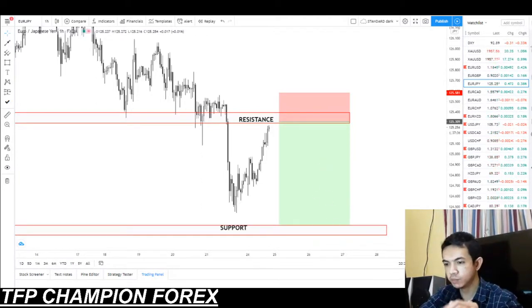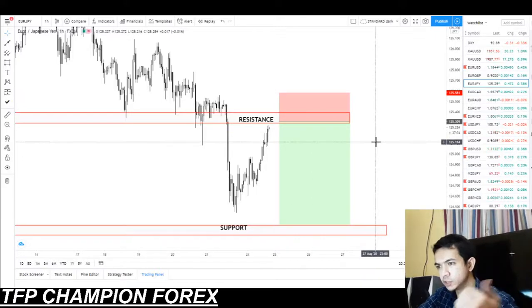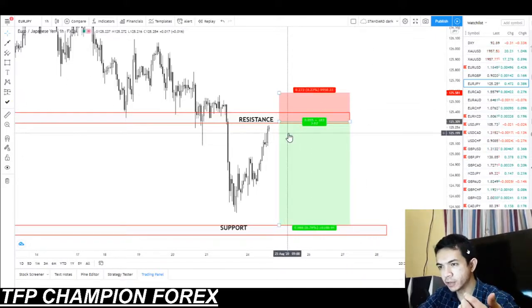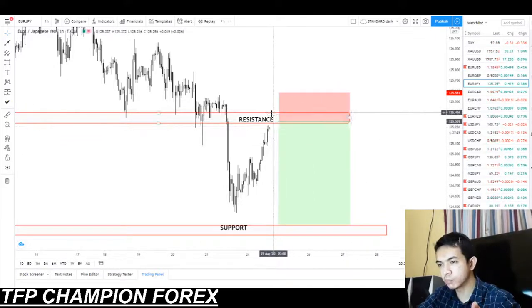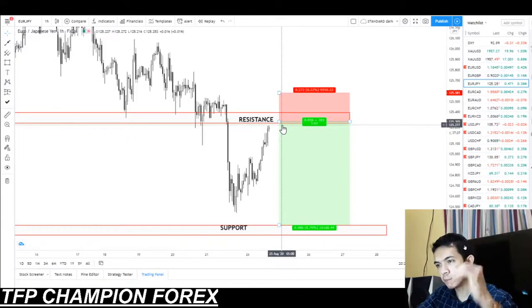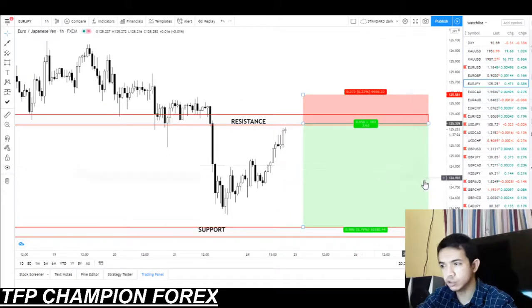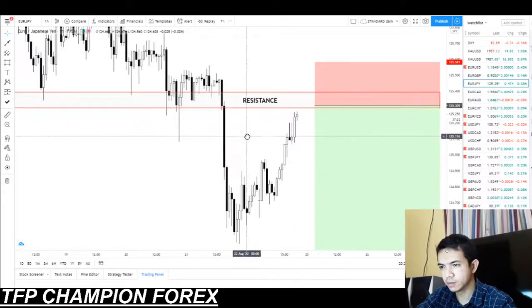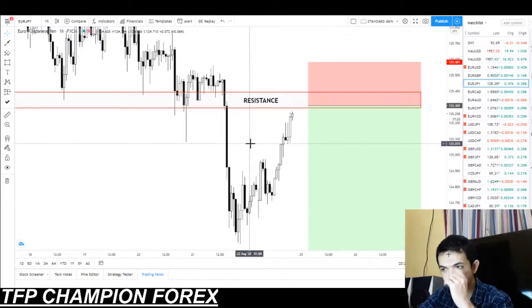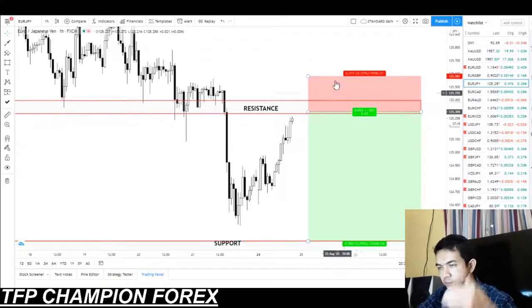So this would be my setup if I'm going to short this market. However, I will still wait for the price action at this level prior to taking any trades on this pair, right? Euro yen, right? So you should always ask yourself, give yourself scenarios.